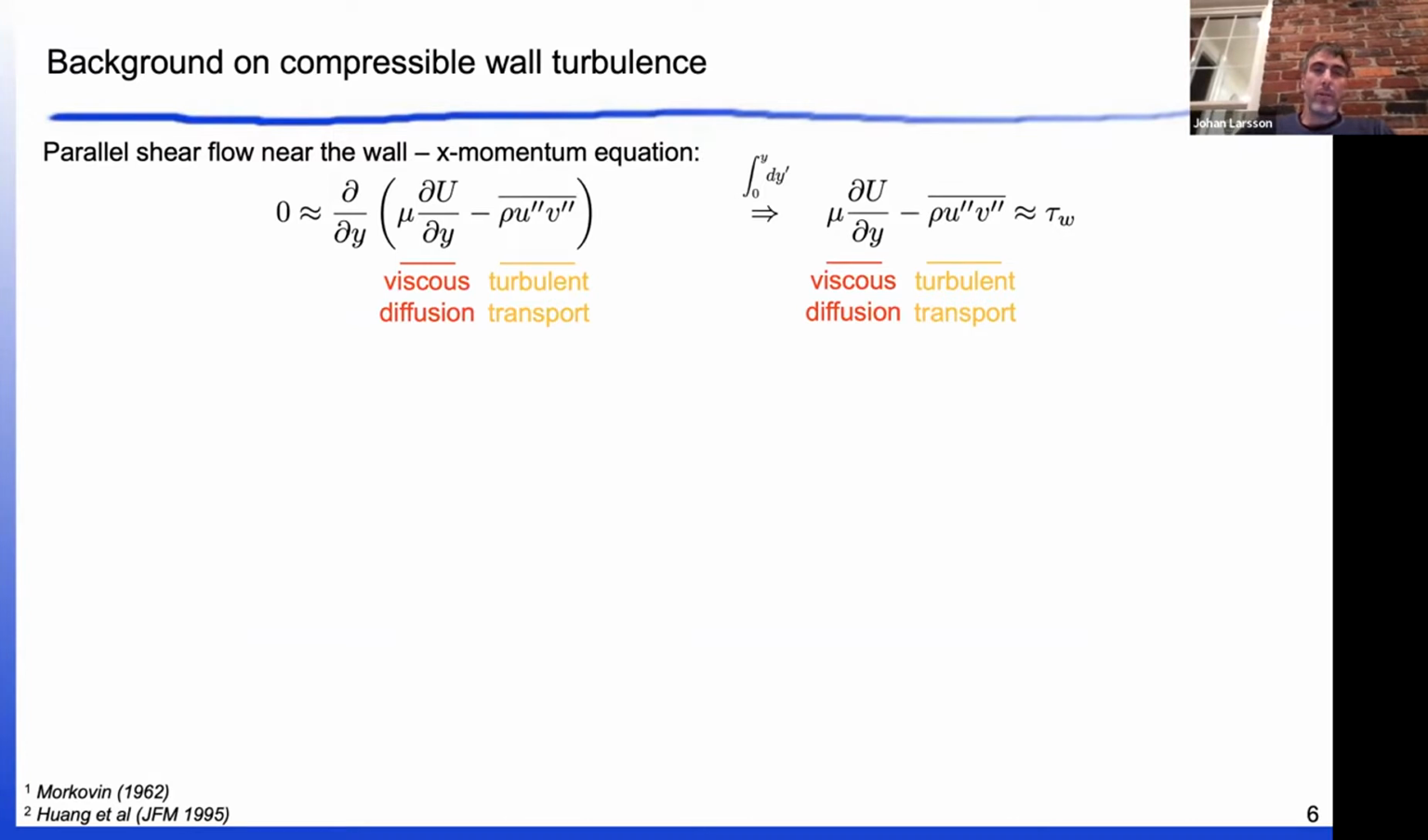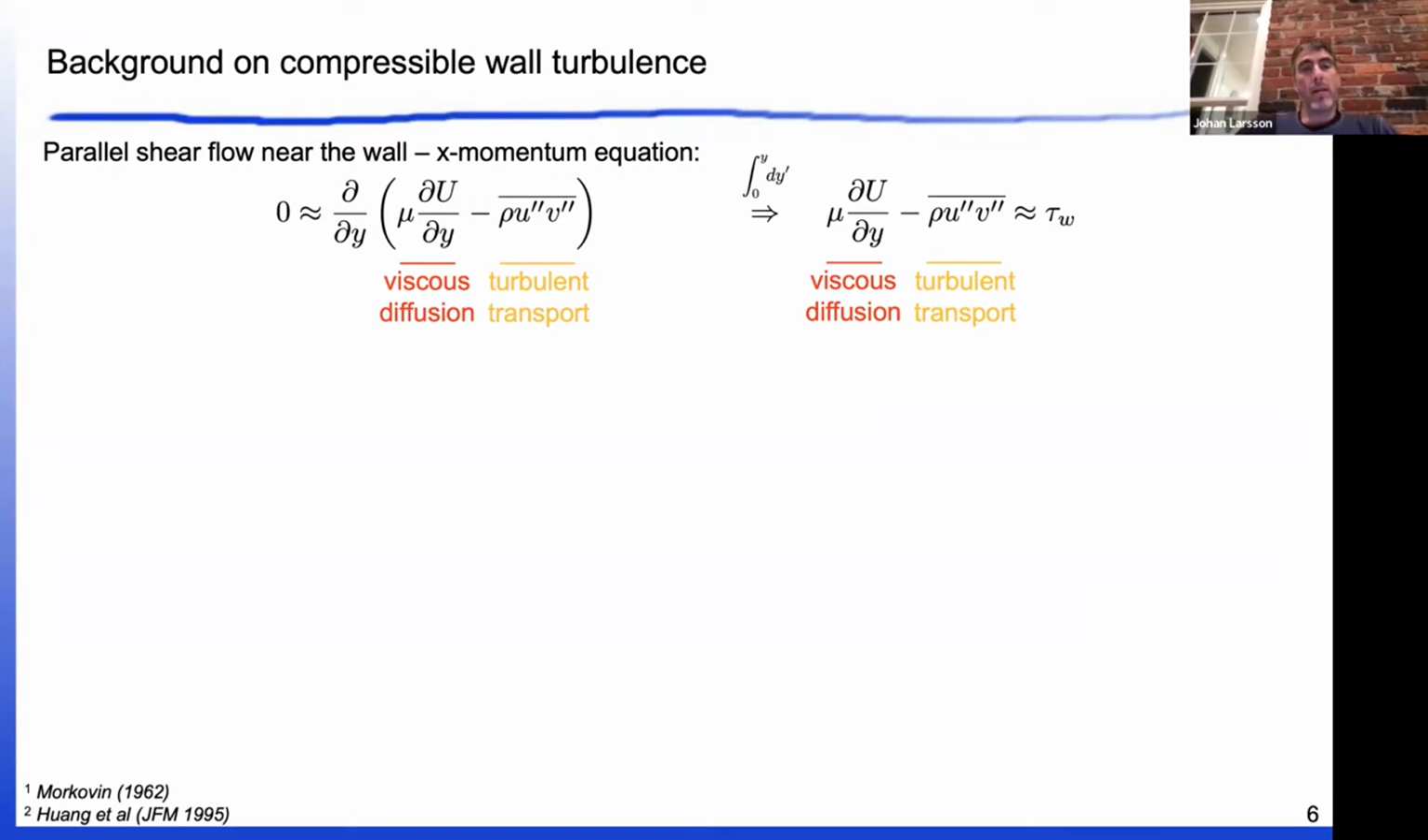So let's do a little bit of background here. I'm hoping that the audience has some background with incompressible flows, because the way we study wall turbulence tends to be that we assume a parallel shear flow. If we go very close to the wall, we can neglect convection and wall parallel diffusion and maybe even the pressure gradient. If we do that, the X momentum equation boils down to this balance between the viscous diffusion and the turbulent transport. In fact, the sum of the viscous stress and the turbulent stress has to equal the wall shear stress very close to the wall.